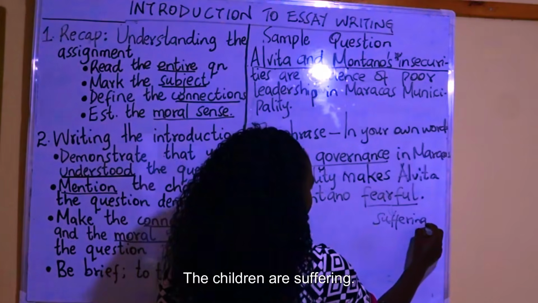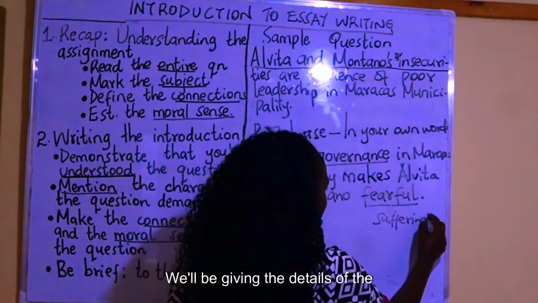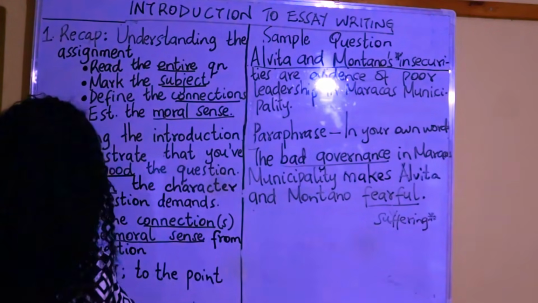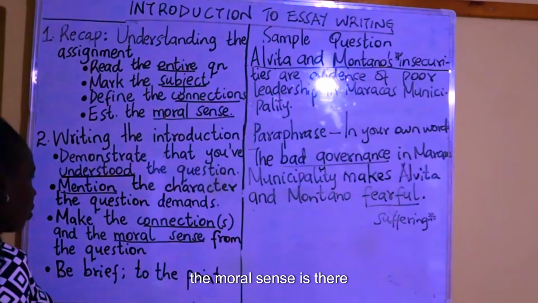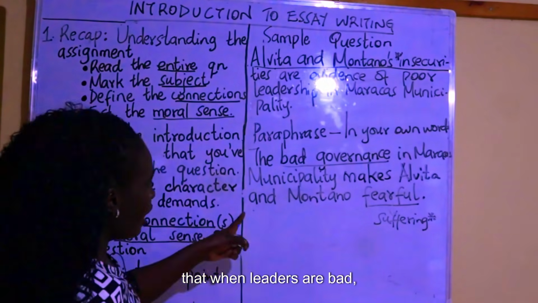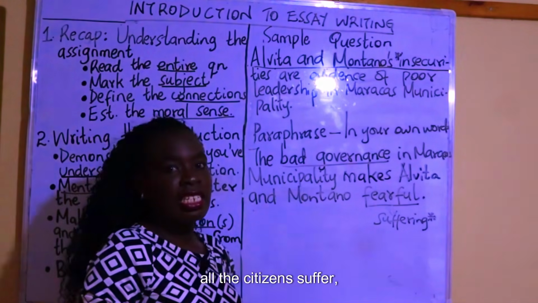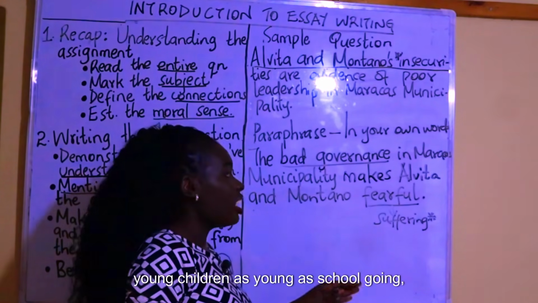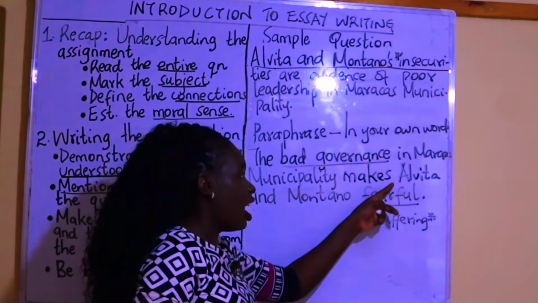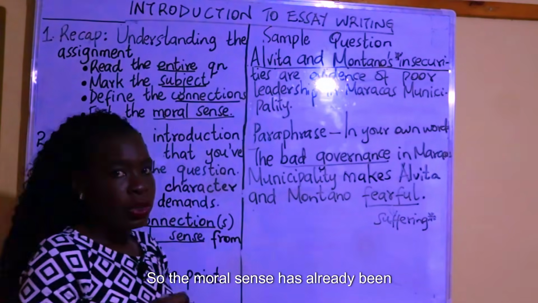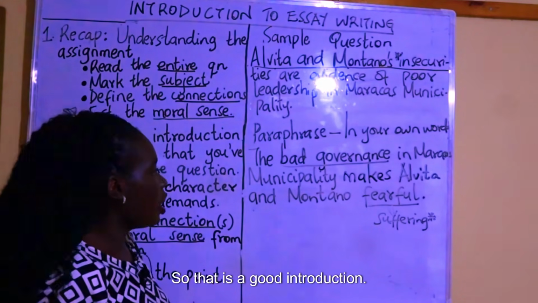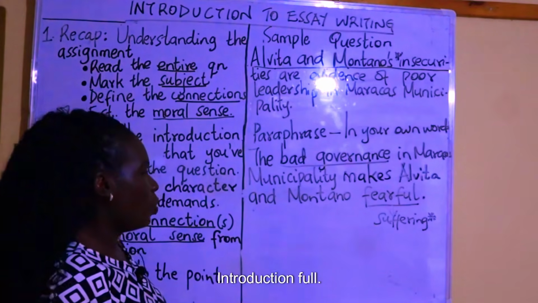We'll be giving the details of the suffering as we tackle the question. Then the moral sense is there, that when leaders are bad, all the citizens suffer, including young children as young as school going, and that is Alvita and Montano. So the moral sense has already been made. So that is a good introduction.